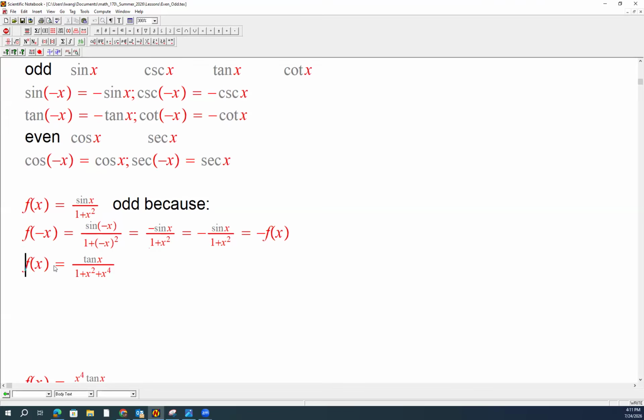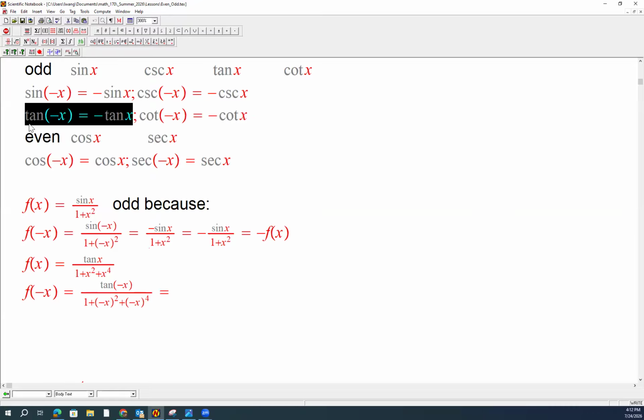On this one, we're going to do the same trick. We know f of x, so we replace x by negative x, everywhere x will be replaced by negative x. Tangent of negative x is negative tangent x, so we're going to use that. So the top would just be negative tangent x.